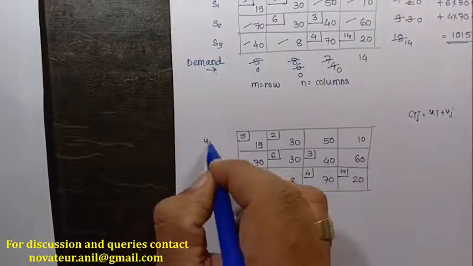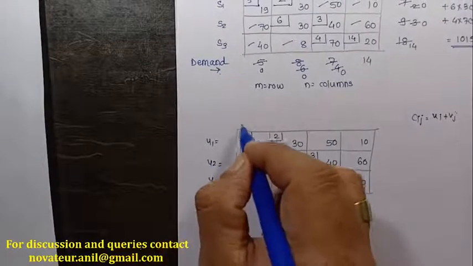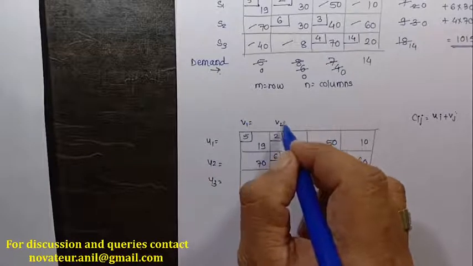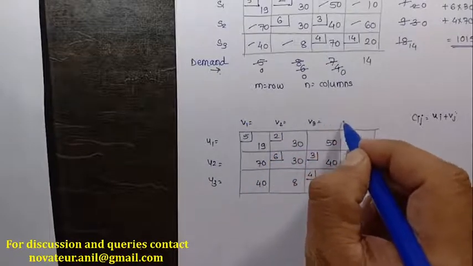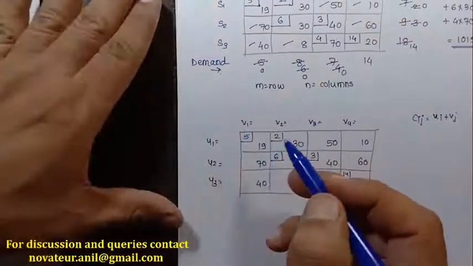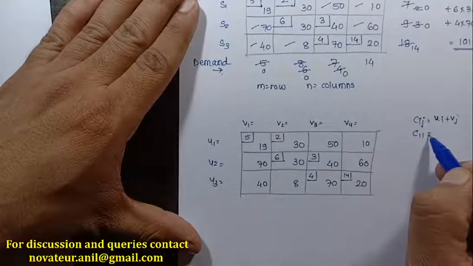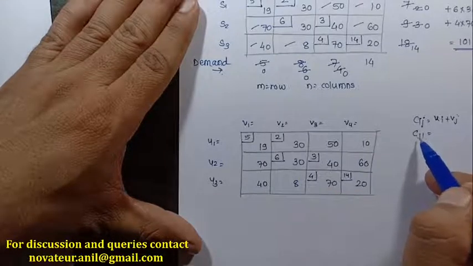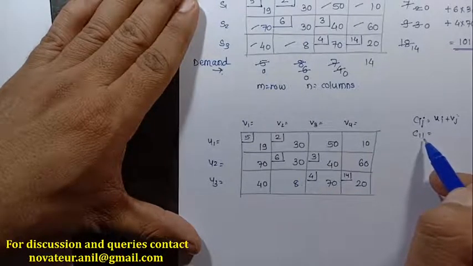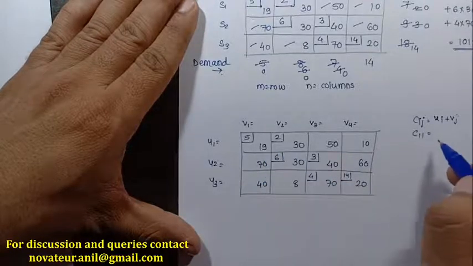So here on the left-hand side, I'll write down u1, u2 and u3, and I'll assign v1, v2, v3 and v4. So these are the u values, these are the v values, and this is nothing but Cij. Let's see C11, that is the element at first row and first column. What is the element at first row and first column? It is 19.